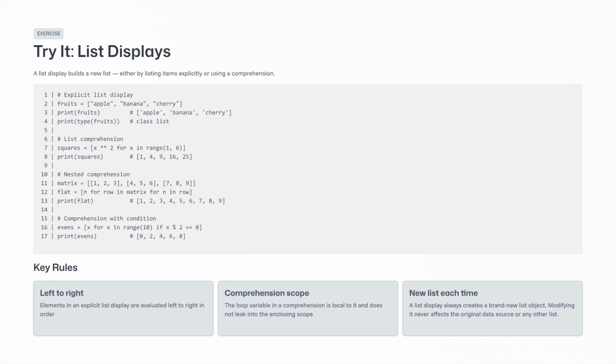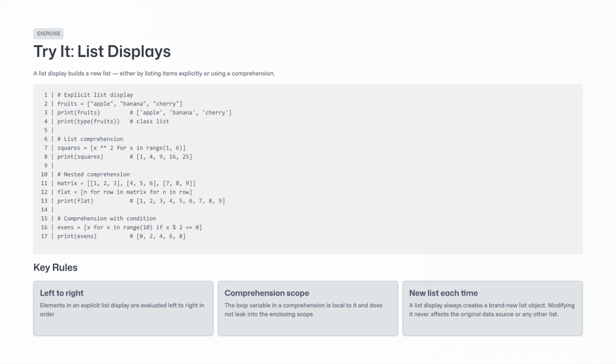List displays in action. Line 2, fruits equals a list of 3 strings. Line 3, print gives us the list. Line 4, type confirms list. Line 7, squares equals a comprehension, x squared for x in range 1 to 6. Line 8, print gives 1, 4, 9, 16, 25. Line 11, matrix is a 3 by 3 nested list. Line 12, flat uses a nested comprehension, n for row in matrix, then n for n in row. That flattens it to a single list. Line 13, print confirms 1 through 9.